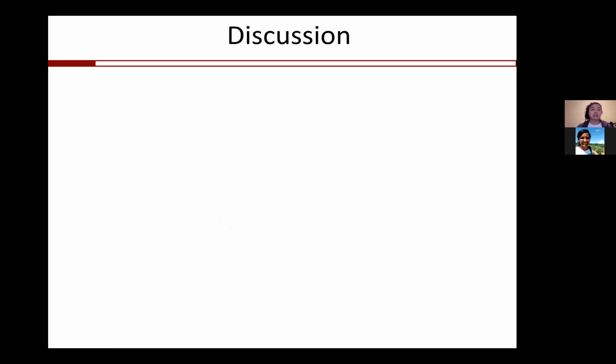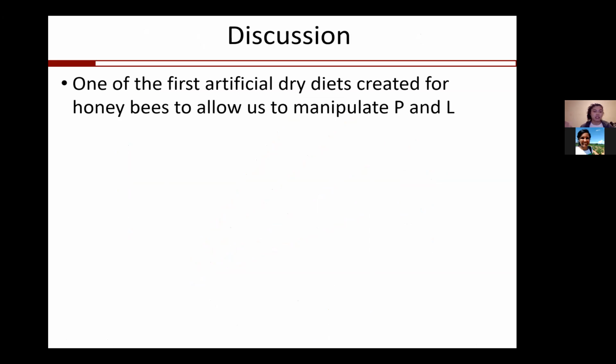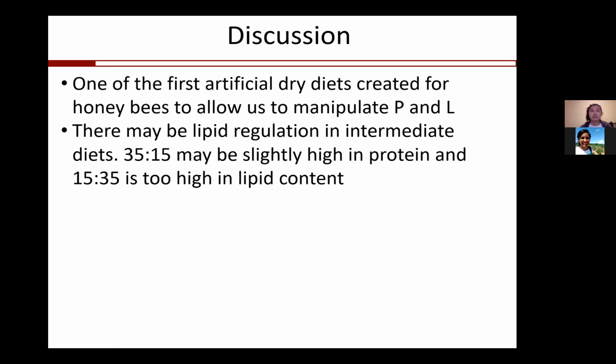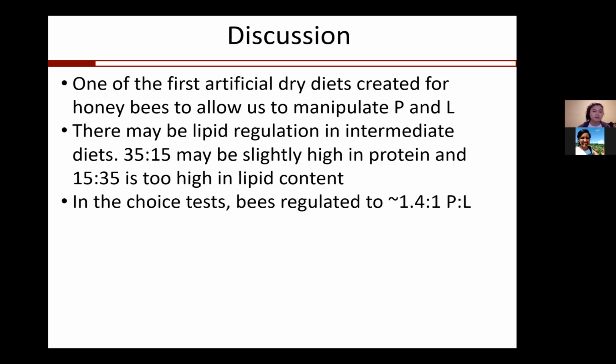So to wrap some of this up, we have one of the first artificial diets that we created where we're able to artificially manipulate protein and lipids. And from these diets, we're able to see lipid regulation in some of the intermediate diets. We didn't see any in the 35-15 and 15-35, maybe because the 35-15 was slightly too high in protein and the 15-35 was way too high in lipid content. So in the choice test, we found that bees regulate to 1.4 to 1, which is the same exact result as we found in the field with natural pollen.